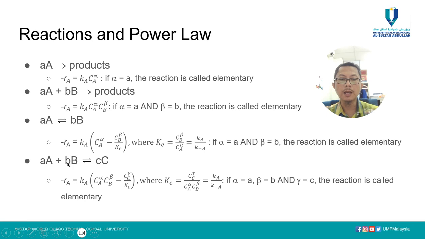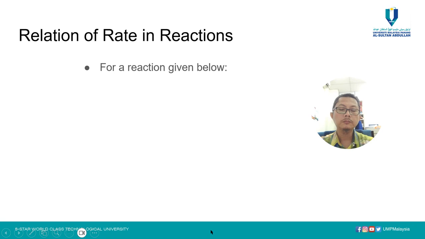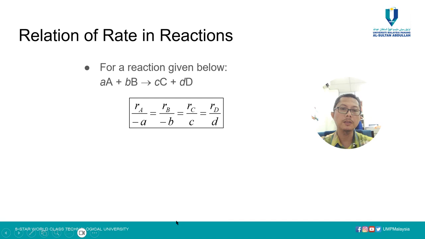If we have more species in the reactor, you have more variables in the rate law. And again, if the powers are the same as the stoichiometric coefficients, the reaction is called elementary. Next, the relationship between rates of the reactions. How we normally calculate the rate law for negative rA. So how do we find the rate for other species in the reaction?